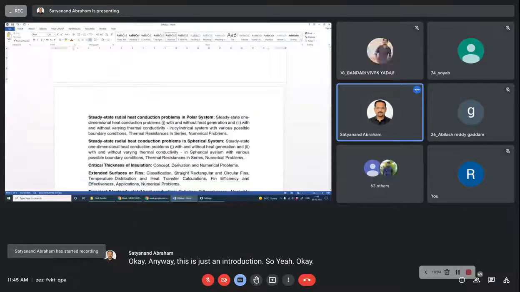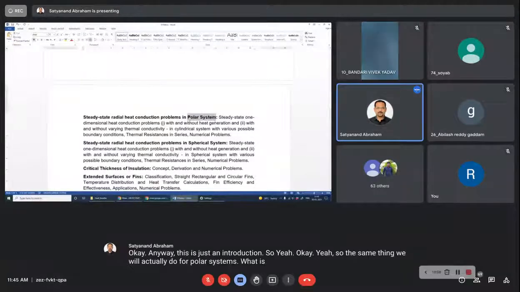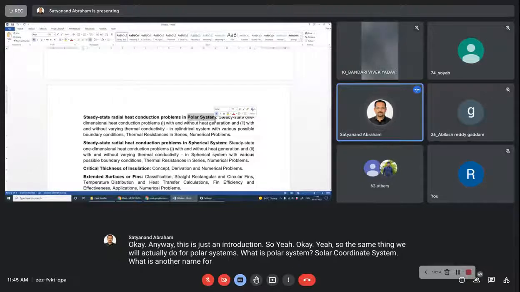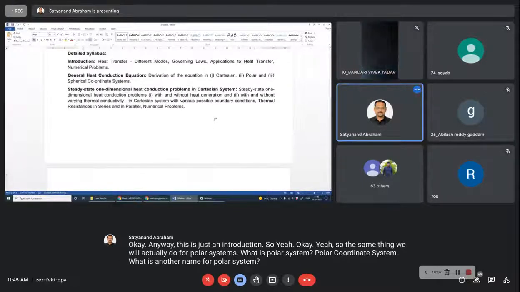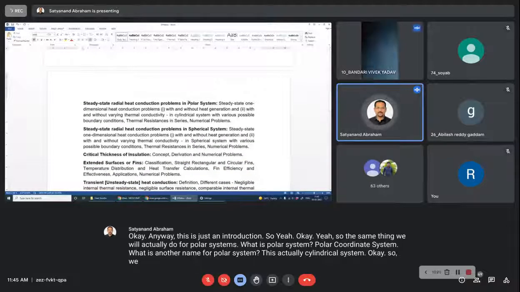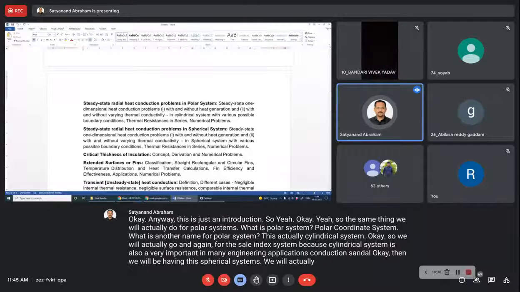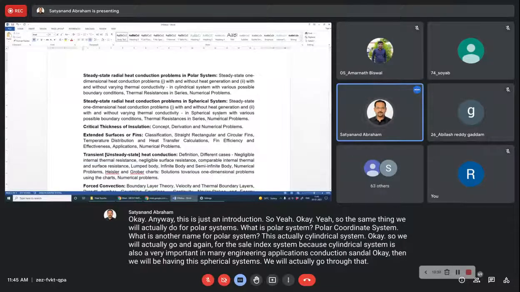So the same thing we will do for polar systems. What is a polar system? What is another name for the polar coordinate system? It's actually the cylindrical system. So we will go again for the cylindrical system, because it is also very important in many engineering applications, conduction and all. Then we will have the spherical systems, which we will go through if time permits.